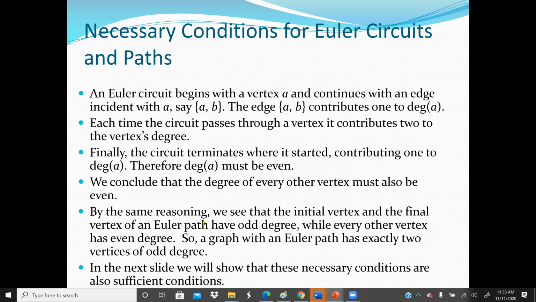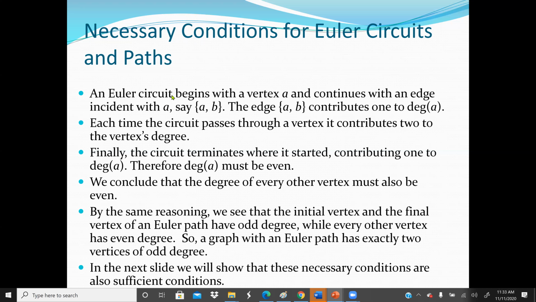So again, by the same reason, we see that the initial vertex and the final vertex of an Euler path have an odd degree, while every other vertex has even degree. So a graph with an Euler path has exactly 2 vertices of odd degree. So if a graph is given and they say we should look for the Euler path, we should check how many odd degrees we have. It should be 2 and the rest should be even.